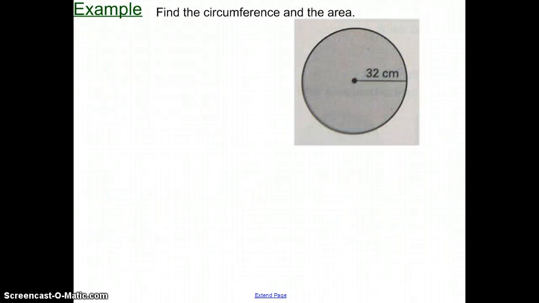Okay? Moving on to a circle. The circumference. So what we know here in this circle, looking at the picture, we're going from the center of the circle to, not the edge of the circle, but to the outside part of the circle. So that 32 centimeters, that is our radius. The circumference of a circle is 2 pi times the radius. So we're looking at 2 pi times 32.